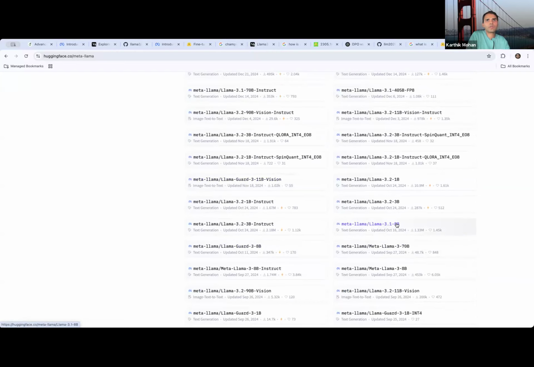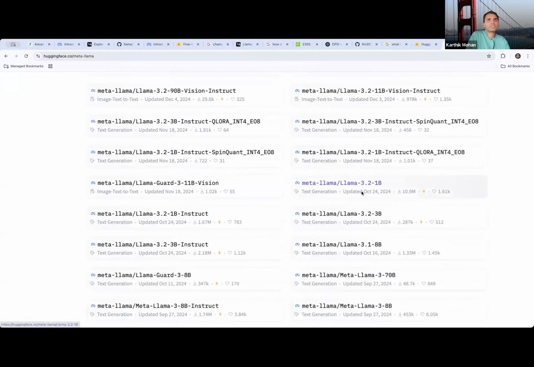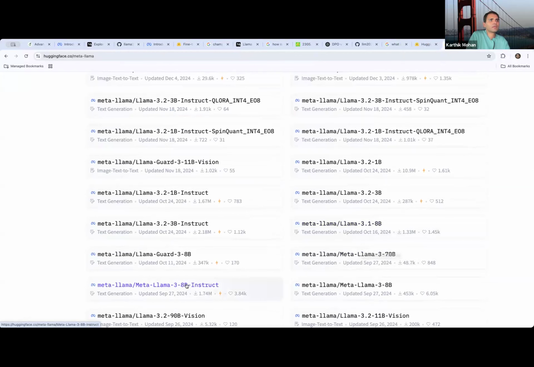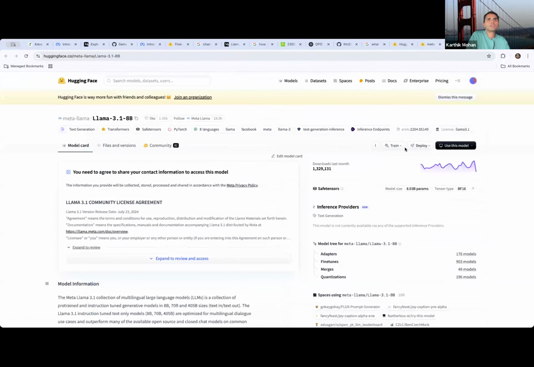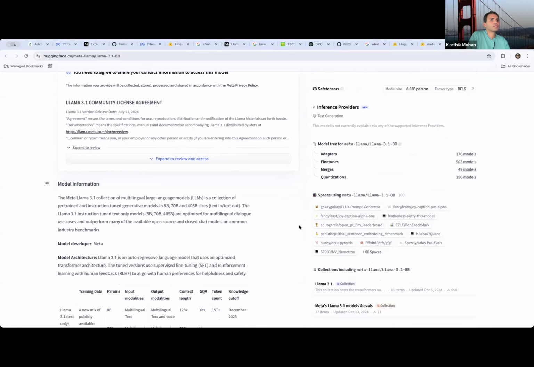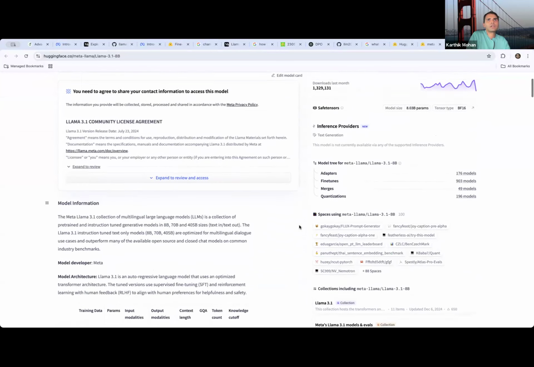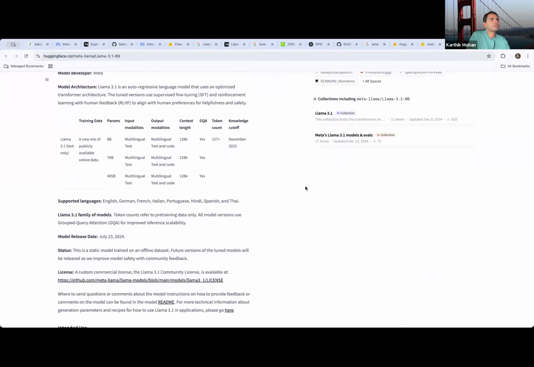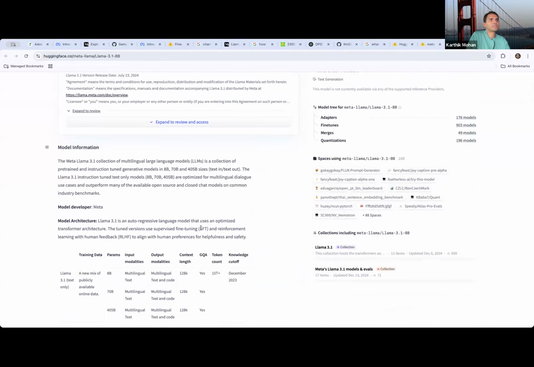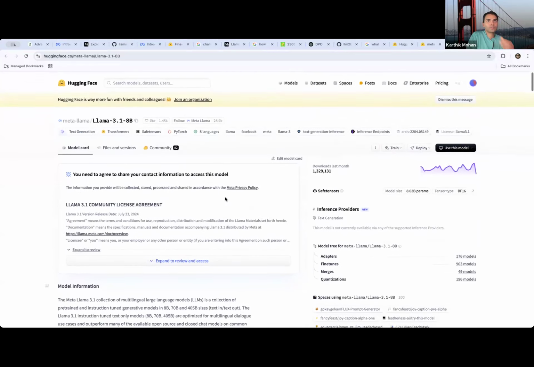Let's say Meta Llama 3.1 8 billion. Let's go there, and then let's also go into the Meta Llama 3 8 billion Instruct. Okay, all right. So here you can see that this is not Instruct fine-tune, but this is supervised fine-tune. We spoke about supervised fine-tuning versus Instruct fine-tuning. So this is supervised fine-tune.